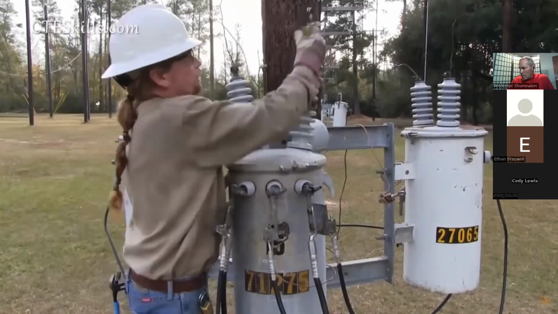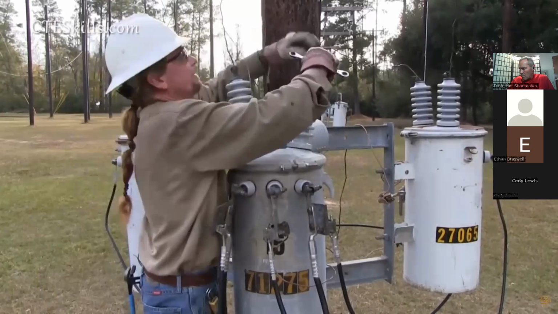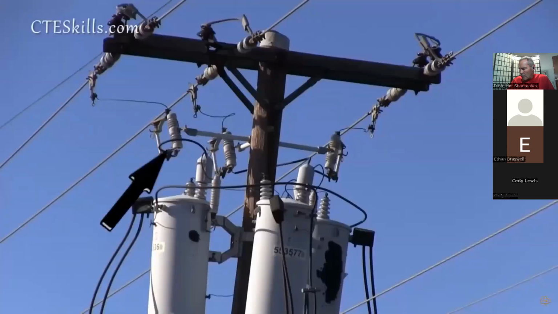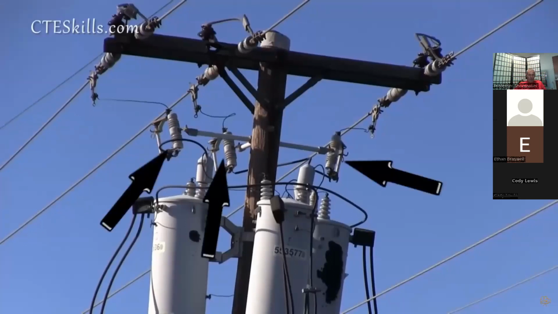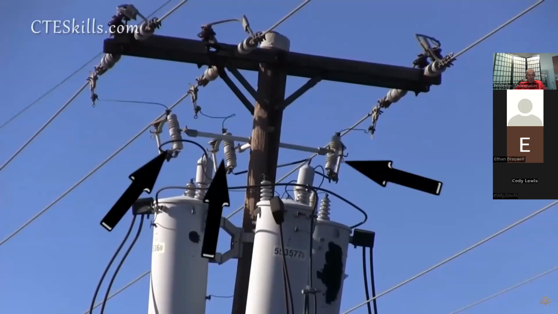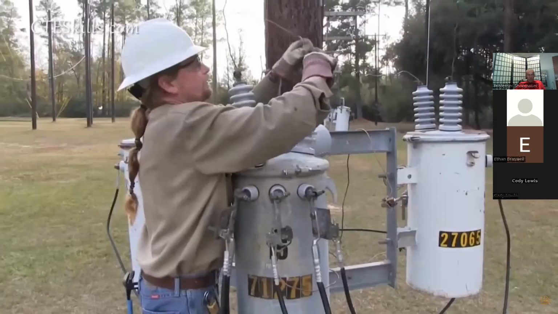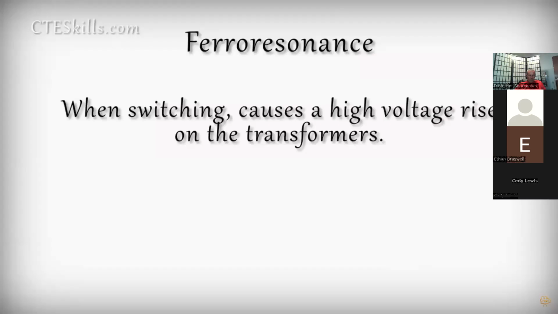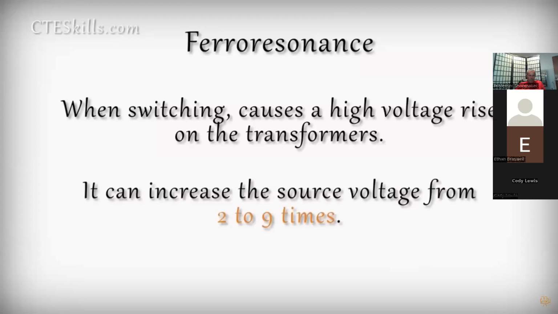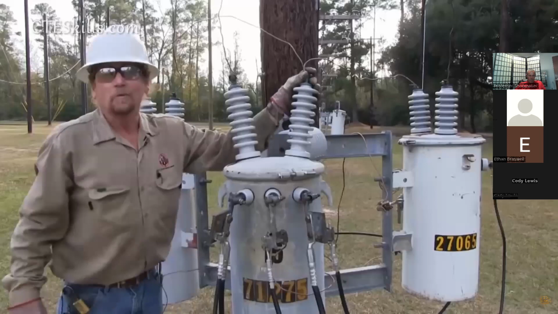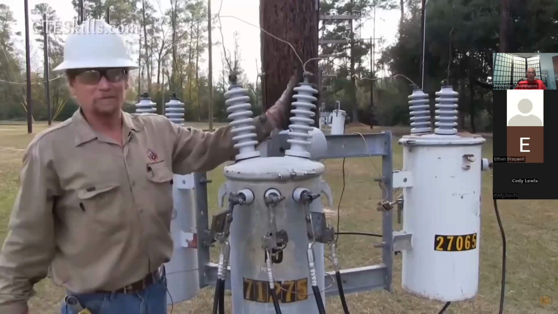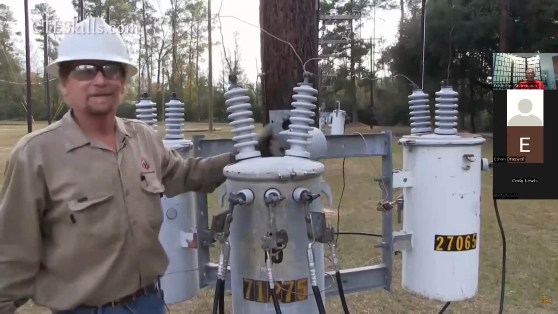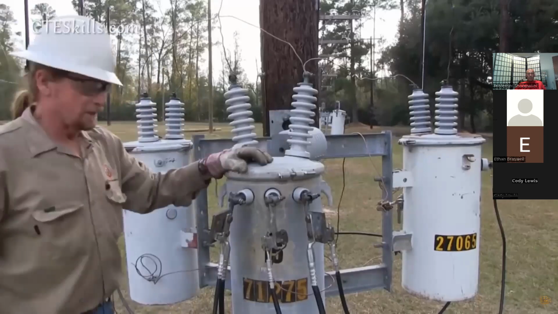Some transformers, when we're switching them in to close our fuses up top here, that's what supplies power and protects the transformers. We close these fuses in, we have a phenomenon called Ferro Resonance. And Ferro Resonance is a circulating voltage and current when we're switching these that causes a high voltage rise on these transformers. It can get 2 to 9 times our source voltage, which could be, well, think about 9 times 20,000. That'd be about 180,000 volts. That's enough to destroy these transformers and anything attached to it. So we have to be very careful about that.